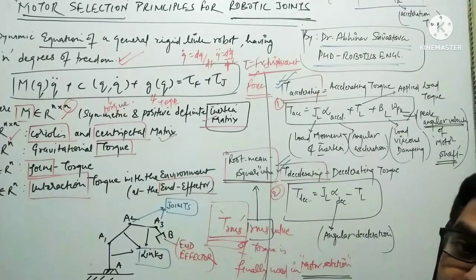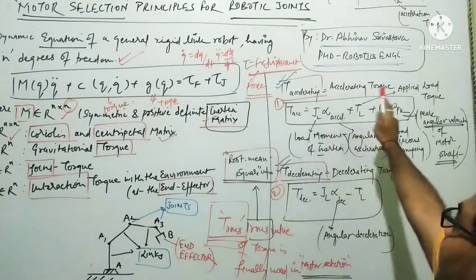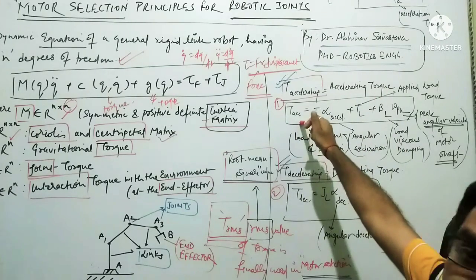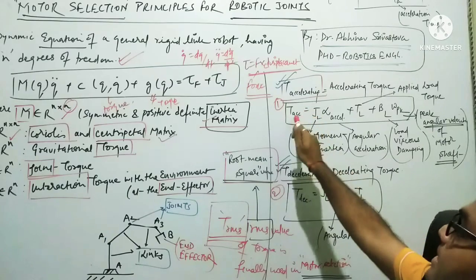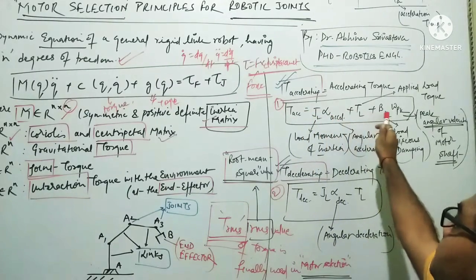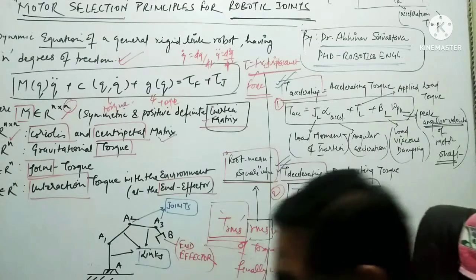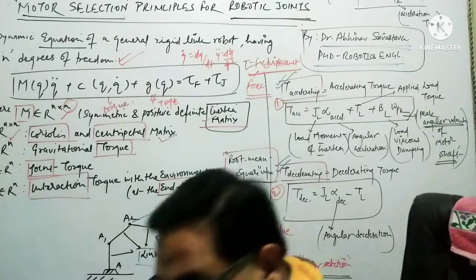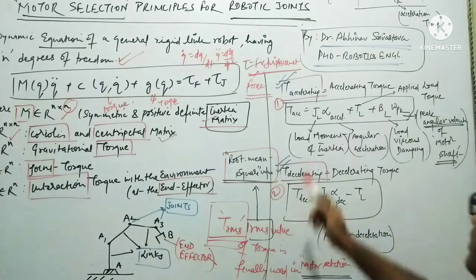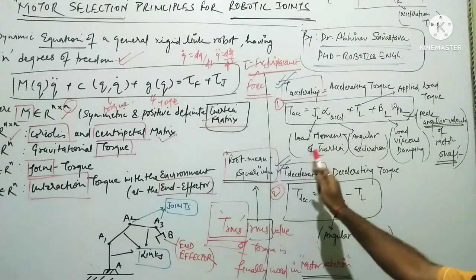Now the other important thing to consider is the accelerating torque that I have written. The formula for the robotic joint to generate accelerating torque at the end effector, T accelerator, is JL alpha acceleration plus TL plus BL omega pk. Some important terminologies here should be very much noted down. JL is the load moment of inertia.